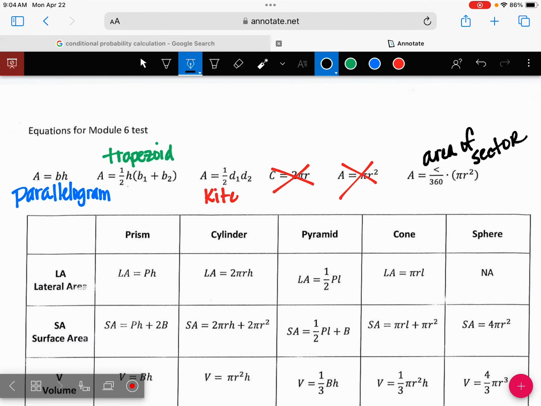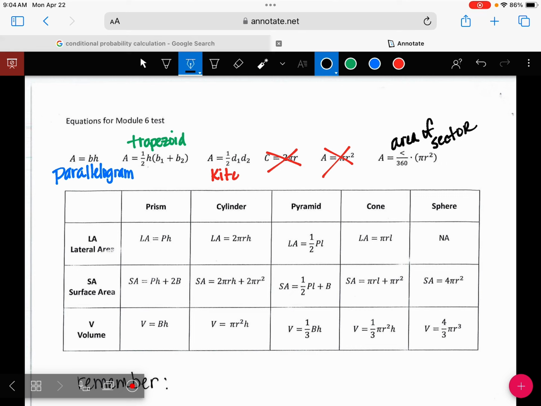So the last page. Again, this is exactly what is your last page. We attach this exact same sheet to your test. So this first formula is parallelogram. This is trapezoid. This is kite. We don't have circumference on this test. It'll be on the final, but it's not on this next test. You also don't have area of a circle on this test, but you do have area of a sector.